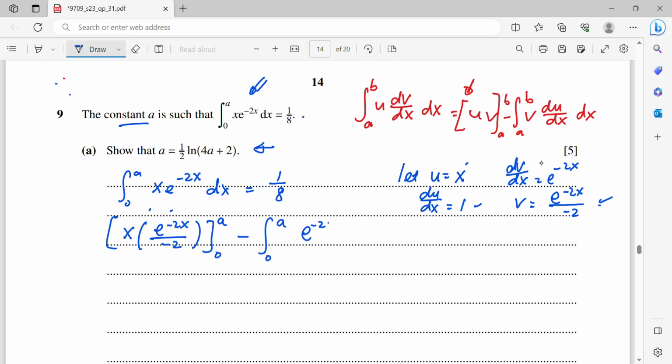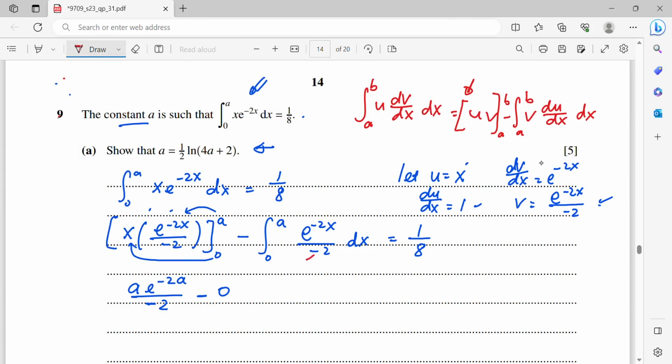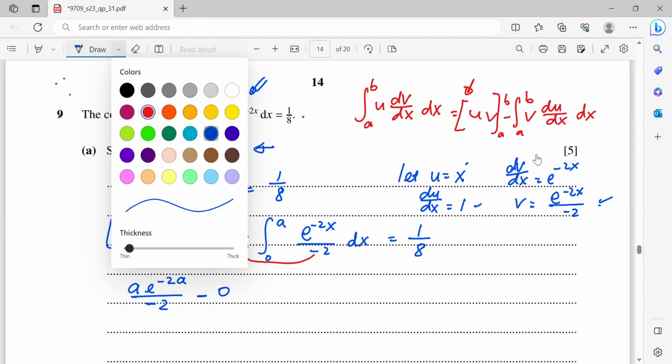So e negative 2x over negative 2 dx. That will be my left hand side. And then the answer is equal to 1 over 8. Now, for the left hand side, replace the x by a. So I will get a e negative 2a over negative 2 minus, when x is equal to 0, so everything is 0. Now for the second term, which is the integration, I will move out this negative 2 and combine with the minus. That means it becomes plus half.